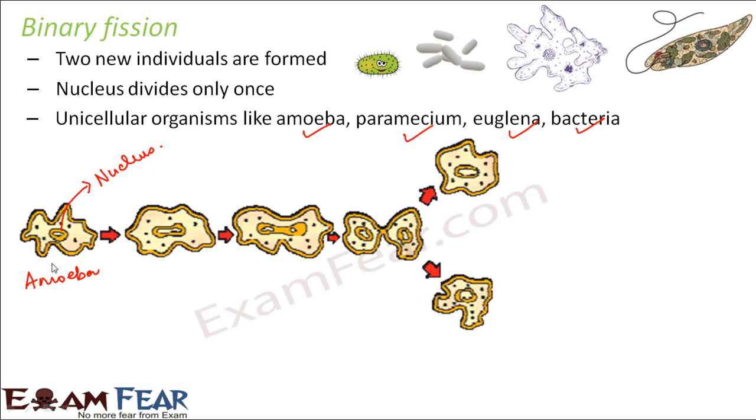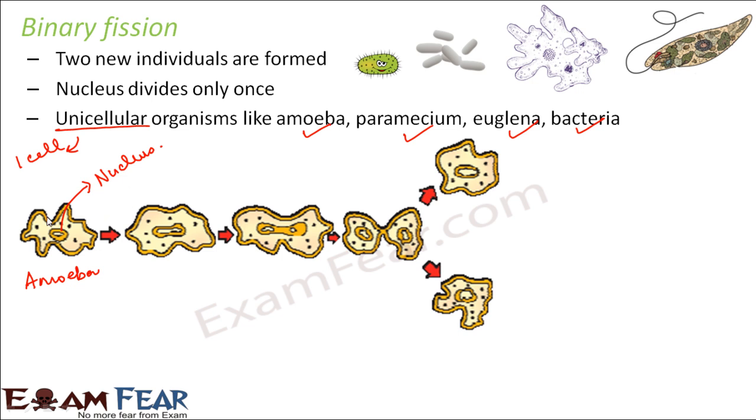Now here in case of amoeba, it is unicellular, that is, it is made up of one cell. So this is just one cell, and that cell has to have a nucleus, so there is one nucleus. And nucleus is very important because nucleus controls all the activities that take place inside the cell. That is why it is called control center of the cell.